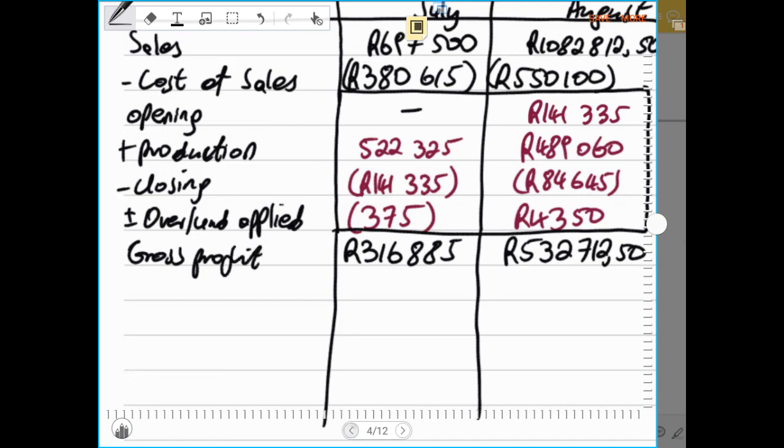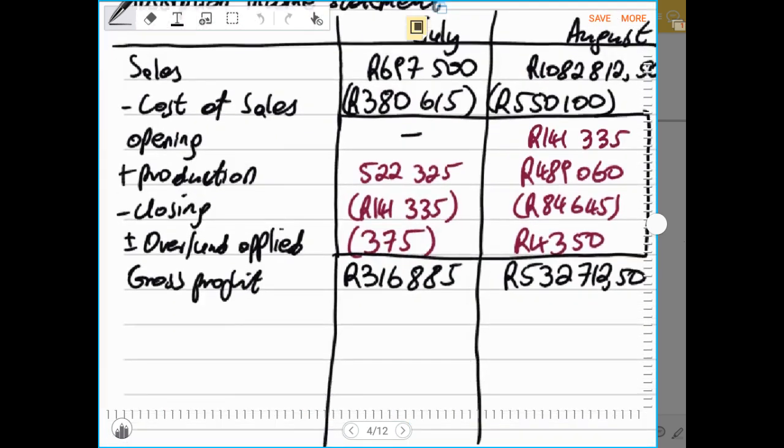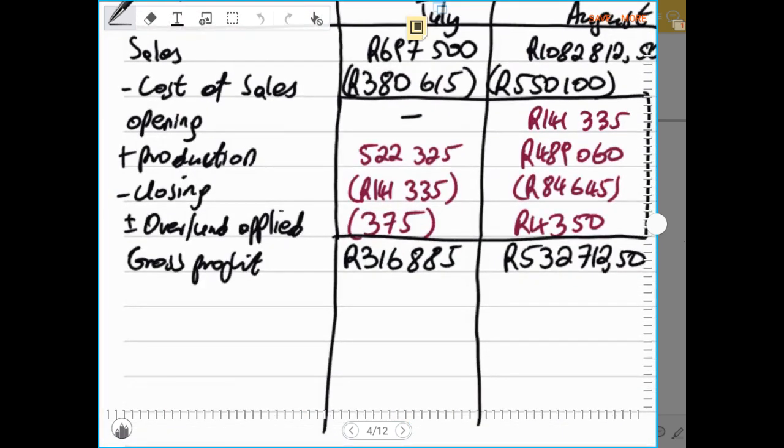And if you see, we did not say gross profit here. We said marginal contribution. Why? Because fixed costs were not yet taken into account. It was just sales minus variable cost that gave us contribution. So now in the case of the absorption, because all the costs have been taken into account, therefore now this will give us the gross profit.